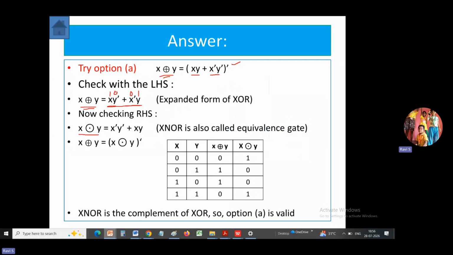Coming to its complement, the XNOR gate says that when the inputs are same, output will be high, like either 0-0 combination or 1-1 combination is applied at the input, output is going to be high. We all know that XOR gate is the complement of XNOR gate. So here also, the right hand side, xy and x'y', is nothing but the XNOR operation, and complementing the XNOR operation, we are getting the XOR operation. So option A is obviously a valid one.